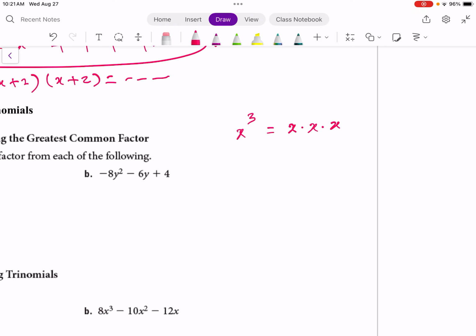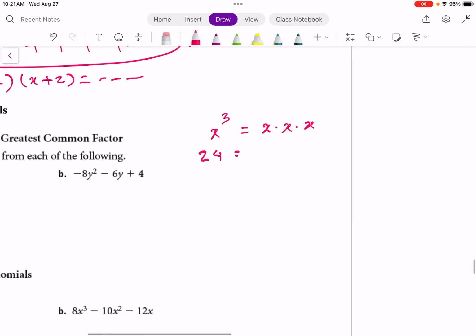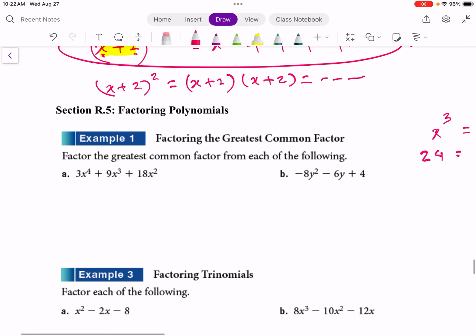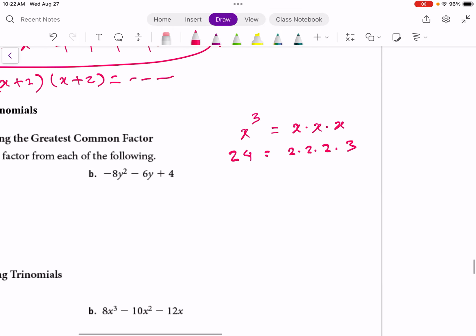Okay, in a similar way, we can have a number. Let's say we have the number 24. Now how can we write 24 in a product form? 6 times 4, or if we want prime numbers, we can write 2 times 2 times 2 times 3. Okay, so these are the factors. So we are always rewriting in a factor form if you are asked to find the factors.